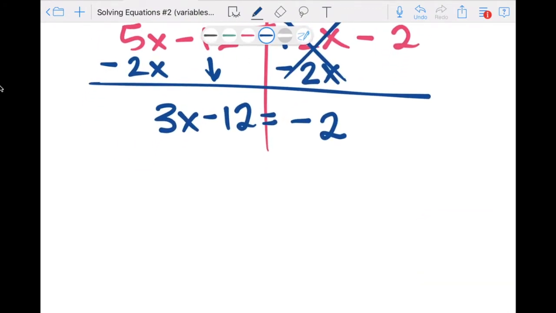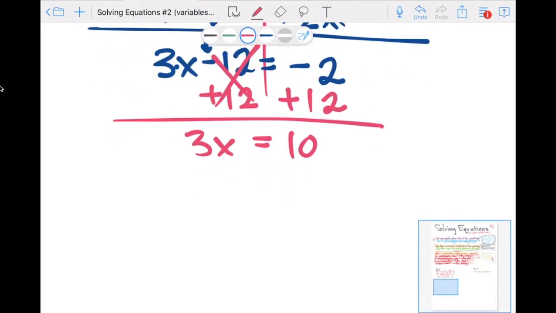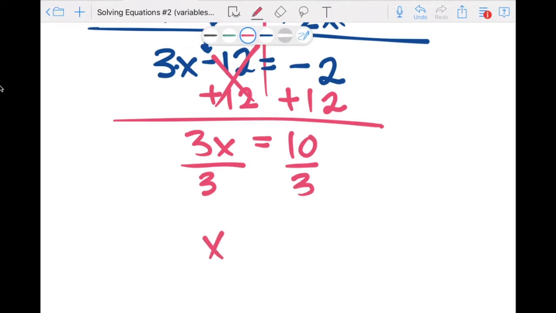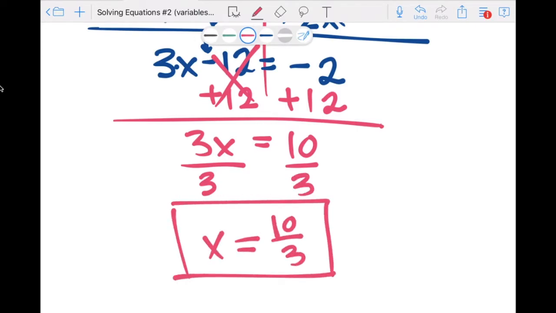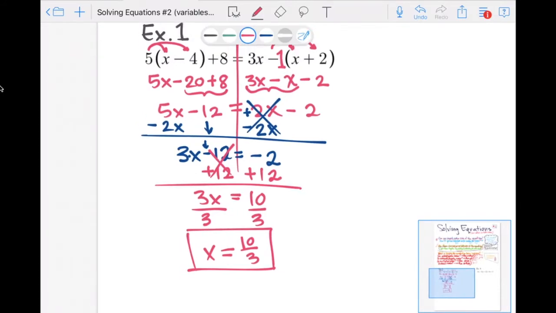We've got a 3 that's being multiplied and a 12 that's being subtracted. We deal with addition and subtraction before multiplication and division. So I'm going to add 12. Whatever I do to one side, I do to the other. Now I bring down 3x is equal to, the negative 12 plus 12 cancels, and I end up with a positive 10. And now I divide both sides by 3 and find that the value of x that makes the equation true, or the value of x that satisfies the equation, or whatever the number is that you can plug back in and make the equation work, is 10 over 3.